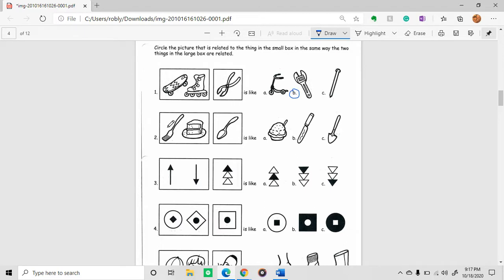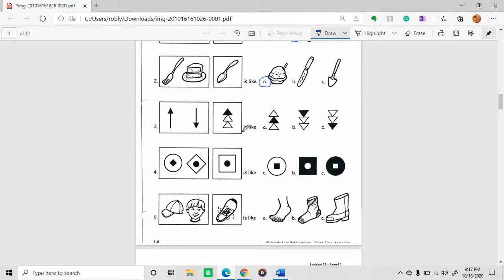Now we have a fork and cake. You use a fork to eat cake. Can we make the spoon go together with one of these pictures the same way that the fork goes with the cake? You use a fork to eat a cake. You use a spoon to eat ice cream. You use a spoon to eat a knife. You use a spoon to eat a shovel. If we wanted to go together the same way, a spoon would go with the ice cream. Making us hungry, isn't it?